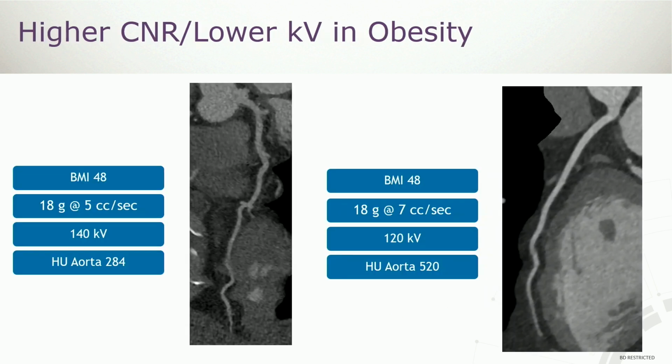So one thing we've noticed, just through case examples from our site, is with larger patients, we before, and Michael will talk about this, we used to use angiocasts, 18 gauge, 5 cc's per second. Again, we would just increase the kV for larger patients. And these are two case examples of that.